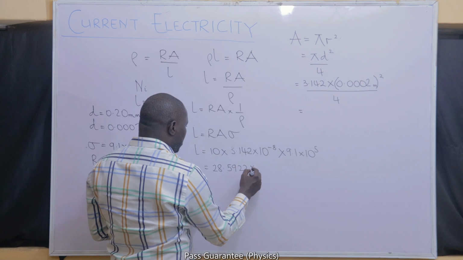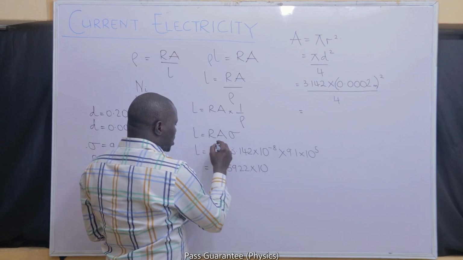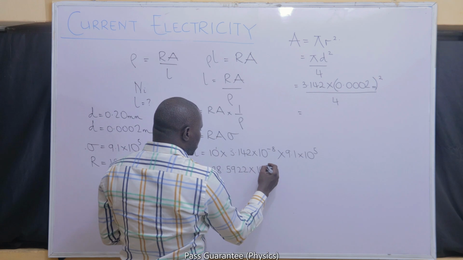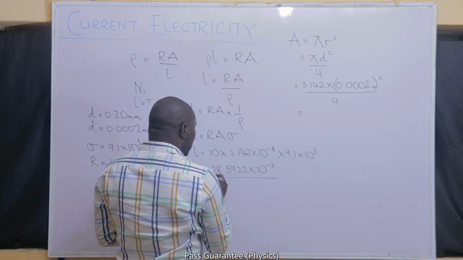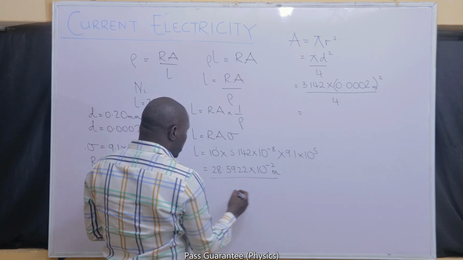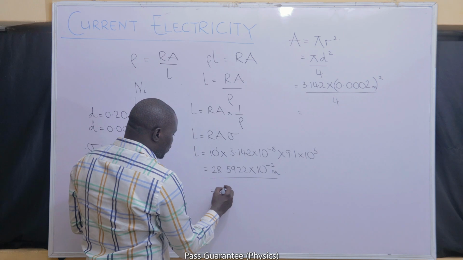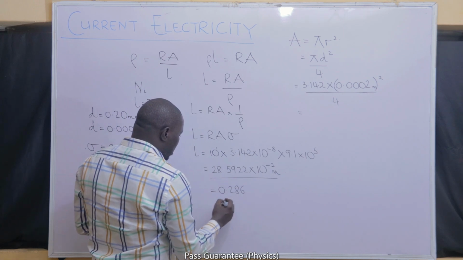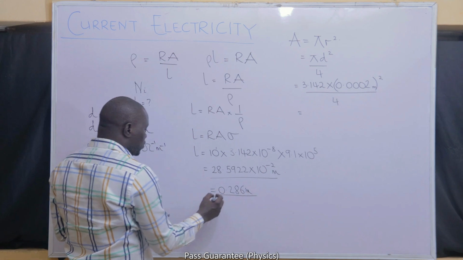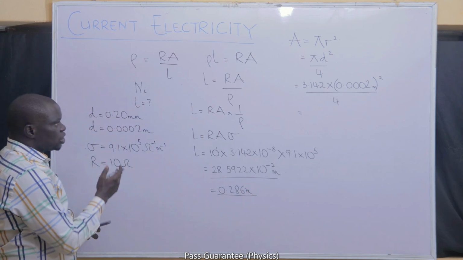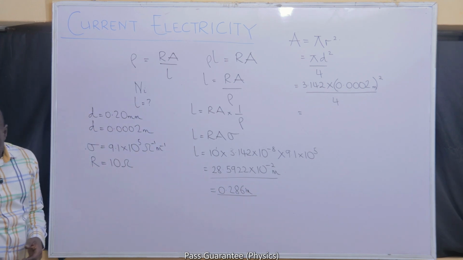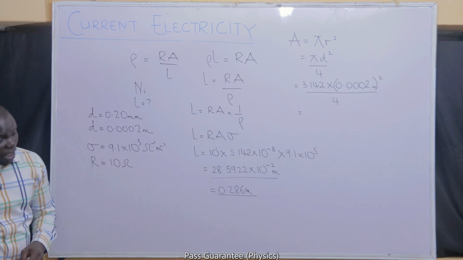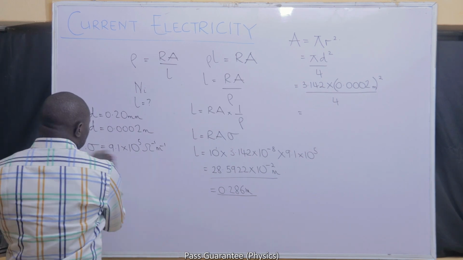28.5922 multiplied by 10 raised to power, this is 1, this is minus 8, that's minus 7 plus 5. Minus 7 plus 5 is minus 2. And that is the length. If we take this to ordinary form, we should have 0.286 and that is in meters. So if we have this length of nichrome, based on the values that we are given, that should also be the length that we have the resistance that we need.